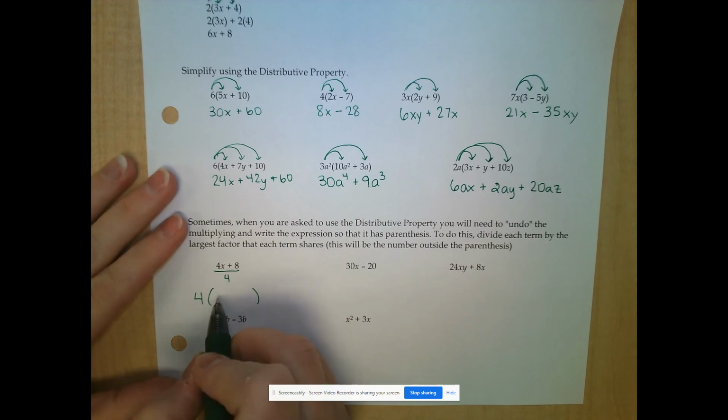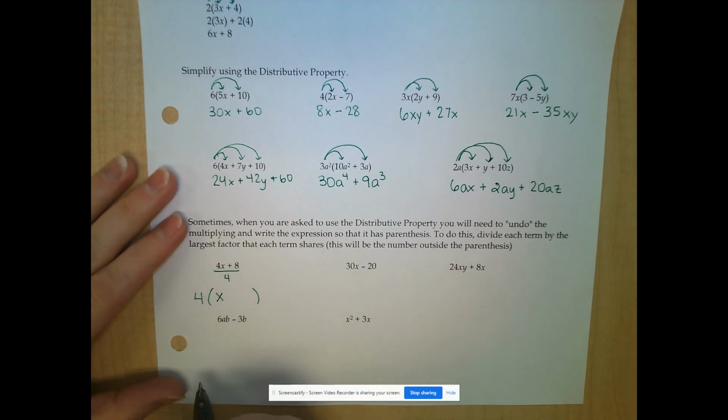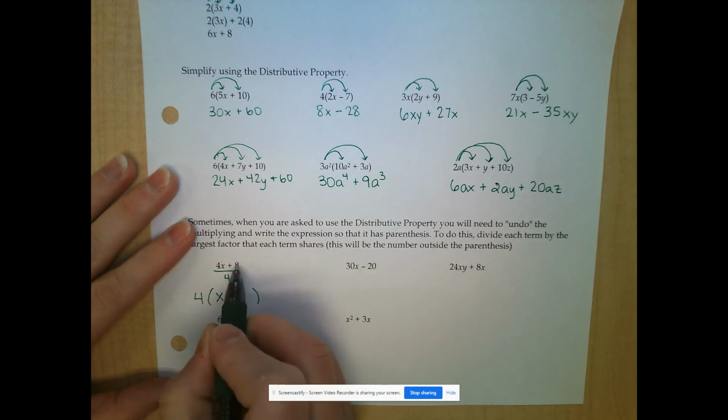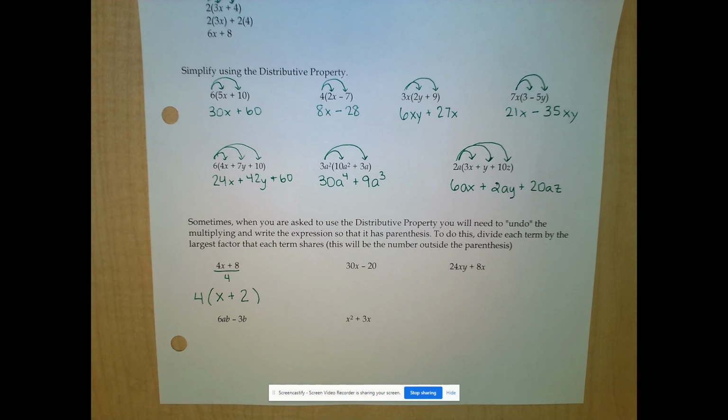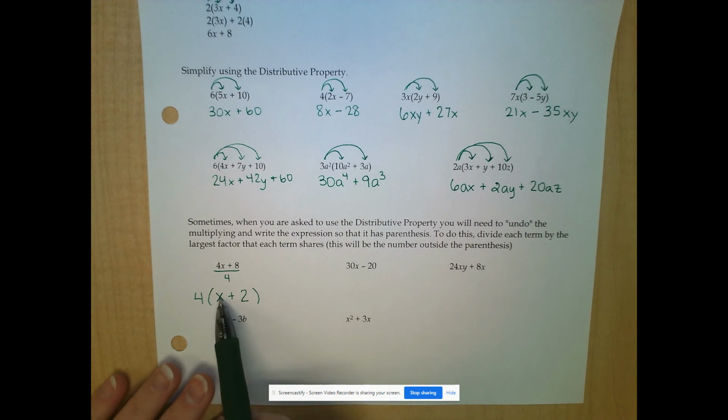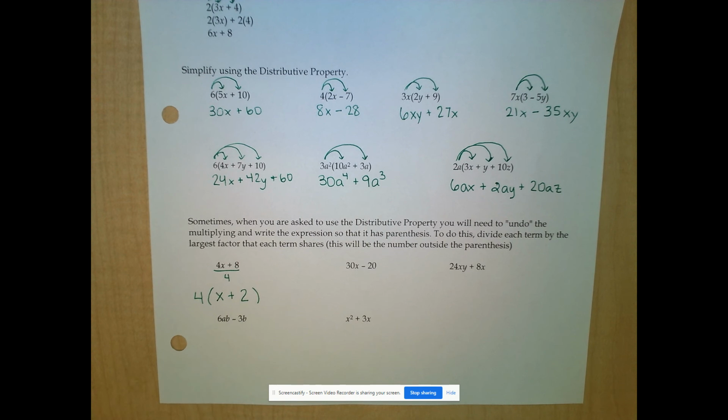4x divided by 4, 4 divided by 4 is 1, so I only have x left over. Whatever you have remaining when you divide by the 4, those are the terms that go inside the parentheses. Plus, 8 divided by 4 is 2. So in your head, you can always check these and say, what is 4 times x? 4x. What is 4 times 2? That's where my plus 8 came from. I do suggest double checking after you think you've got the answer.